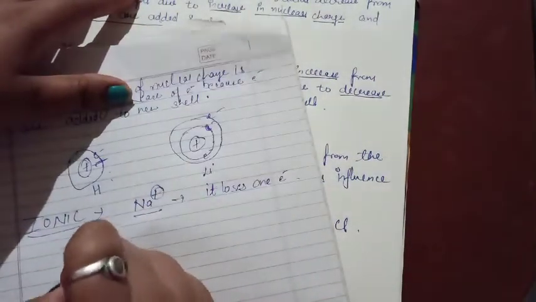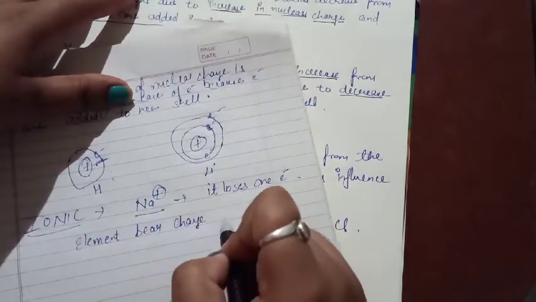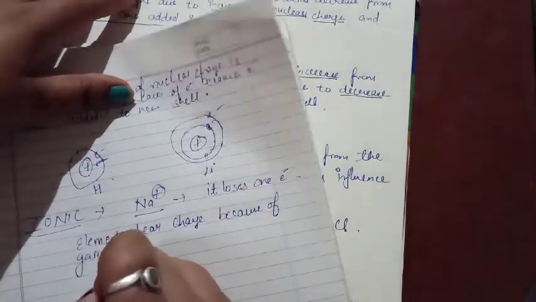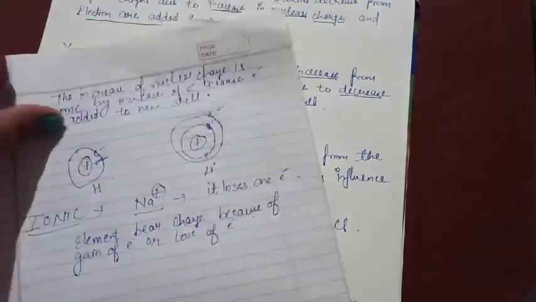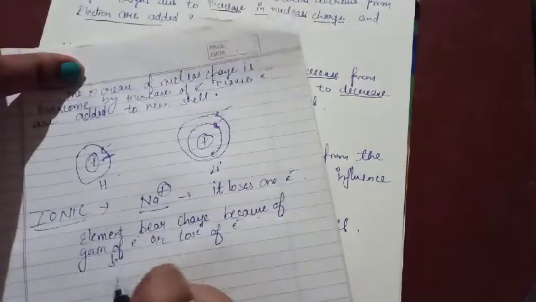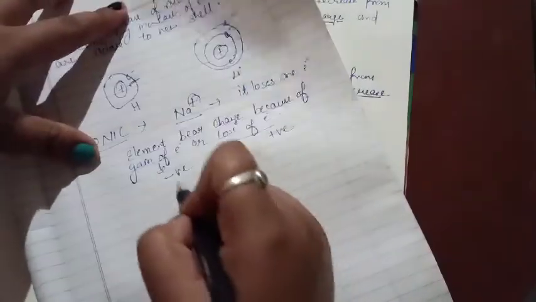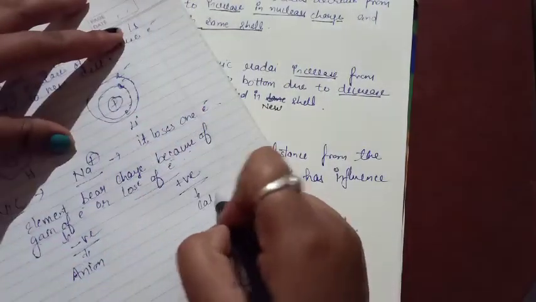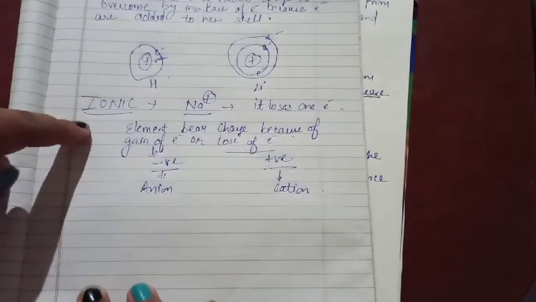An element bears charge, here sodium is having positive charge because it loses one electron. Either an element bears charge because of gain of electron or loss of electron. Those are the only two reasons. Either it will lose or gain. If it gains, the charge will be negative. If it loses, it will be positive. If negative, that is known as an anion. And if it is positive, that is known as a cation. Okay, these are ions. Now ionic radii.